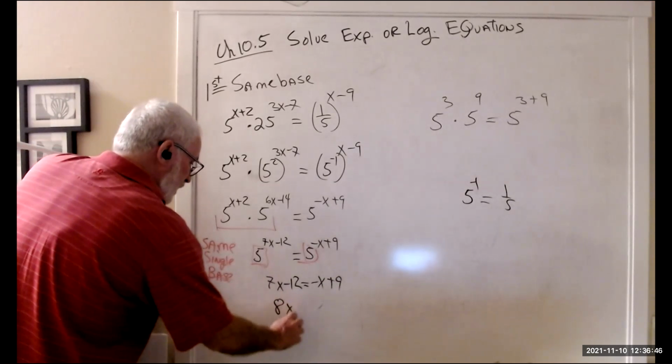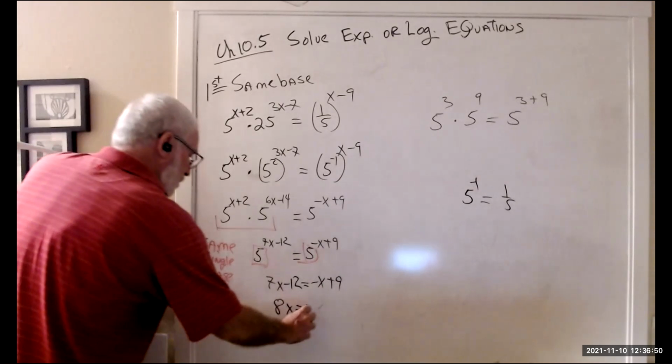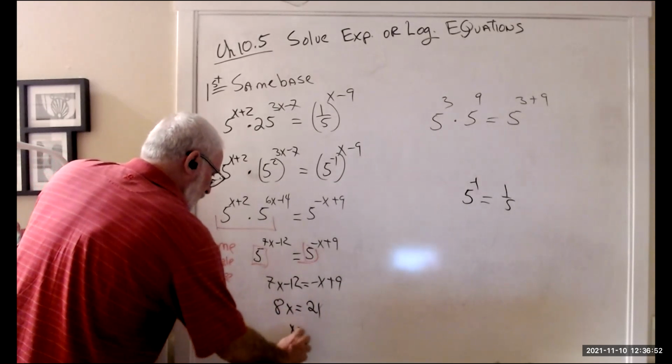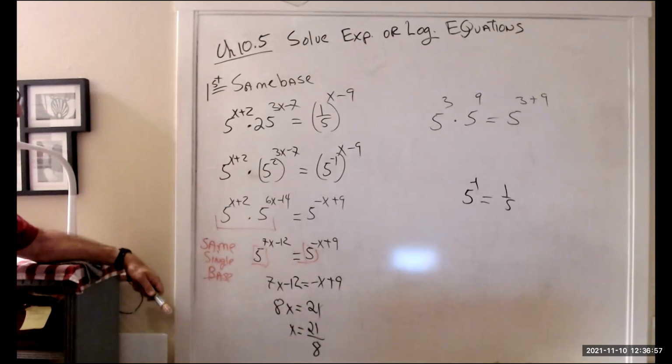Finish, I don't know what that is. 8x is 21, I think. So x is 21 over 8. And that's our answer.